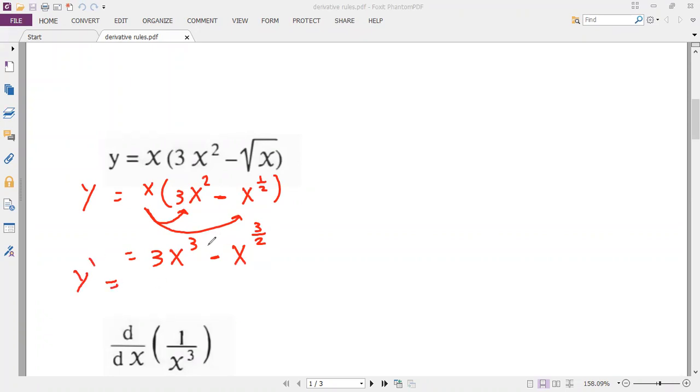What is the first derivative in this case? Just apply the same rules, the power rule we have learned. So 3, multiply the power by the coefficient. 3 times 3 is going to be 9. And here, subtract 1 from the power, it is going to be 9x to the power of 2 minus. Here I have x to the power of 3 over 2 multiplied by the coefficient of x, which is going to be 3 over 2x. Then subtract 1 from the power. 3 over 2 minus 1 is going to be half. We can tidy it up and write it as 9x to the power of 2 minus 3 over 2 x to the power of half, which is root x.